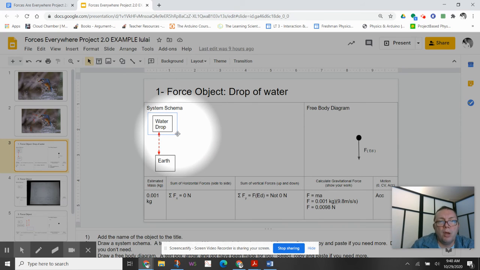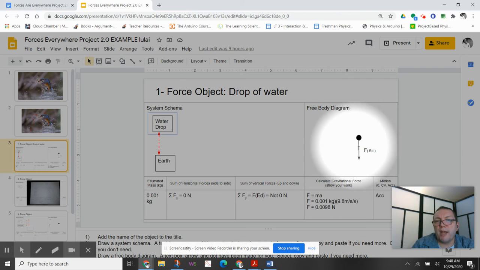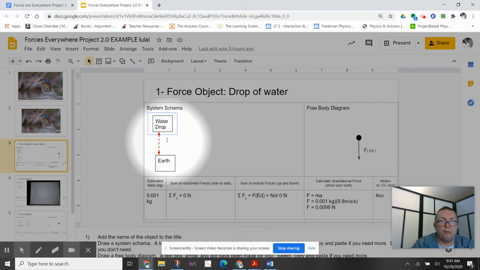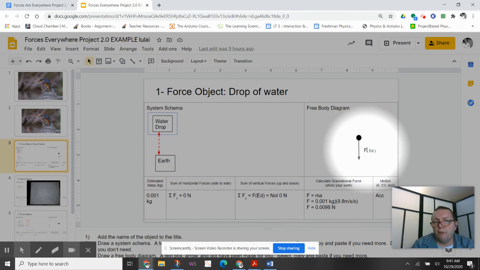The free body diagram or the force diagram, this black dot represents the water. If you would rather draw just a little box, you could do that as well, but a dot is the common method. So we could say this dot represents the drop of water, and the only force acting on it is the force that the Earth exerts on the drop. So the drop is the thing that's getting the force. The Earth is the thing that's doing the pushing or pulling.